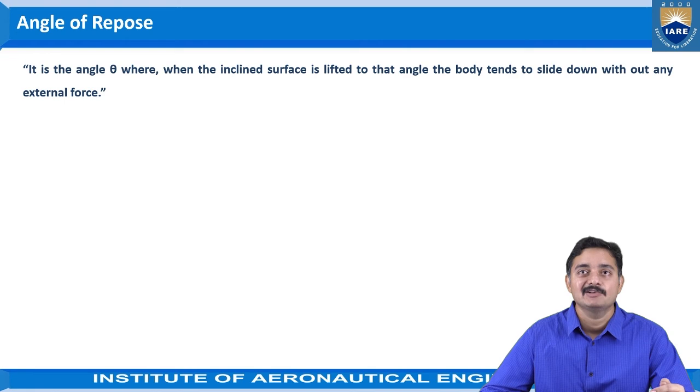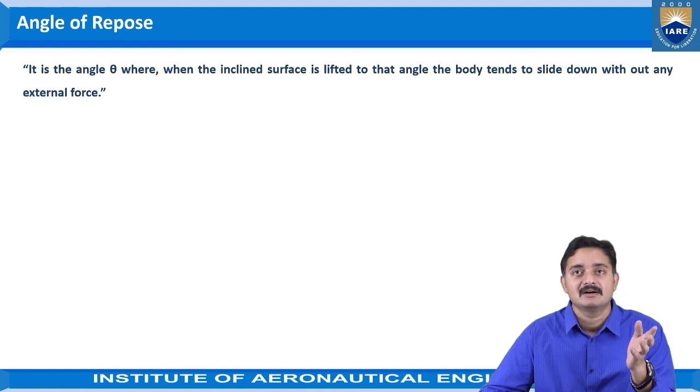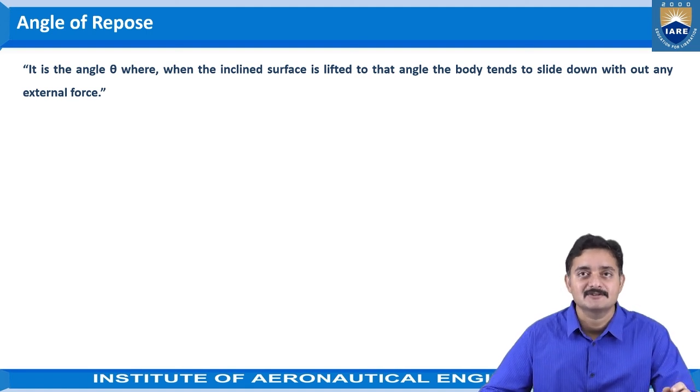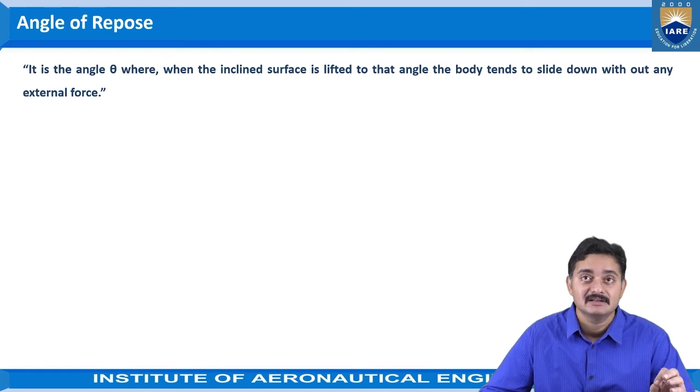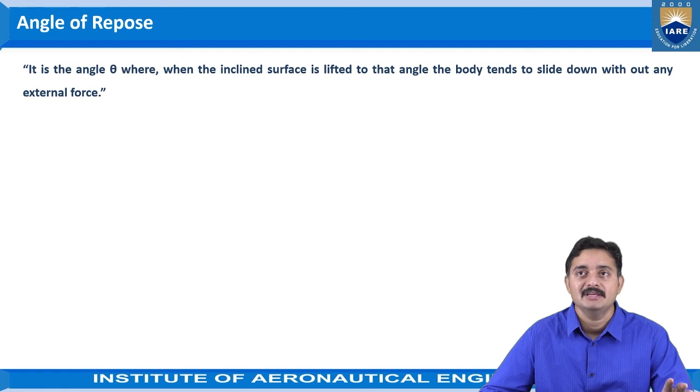Now coming to angle of repose, it is the angle theta where, when the inclined surface is lifted to that angle, the body tends to slide down without any external force. Even though we are not applying any force, if we just lift the surface on which the object is placed, the object starts to slide. So that is the angle theta where the inclination will start the movement of the object that is placed on the surface.